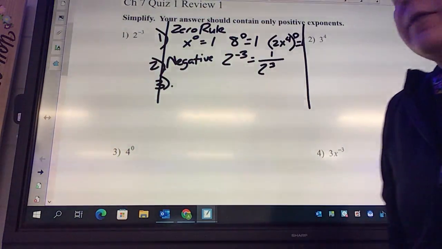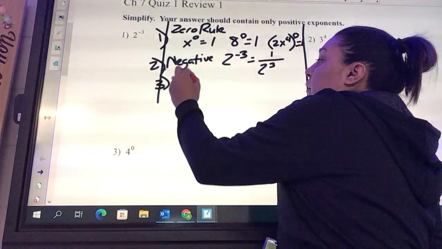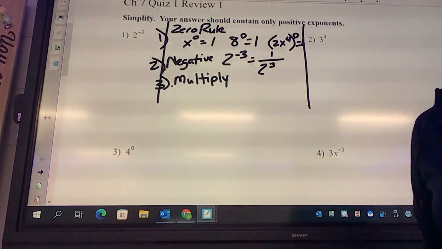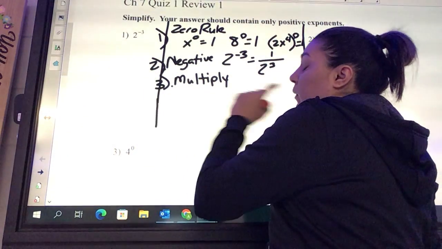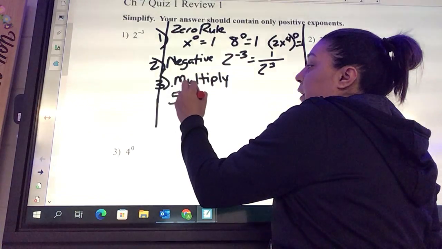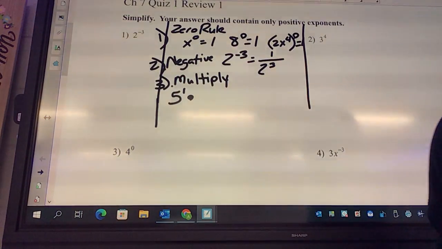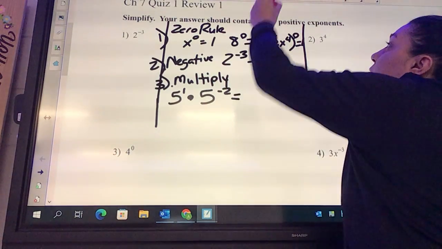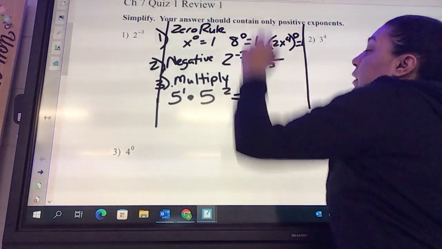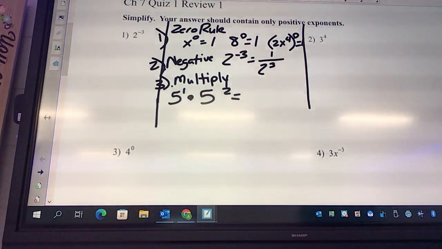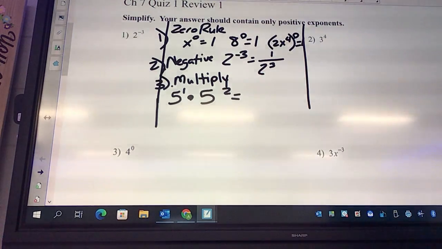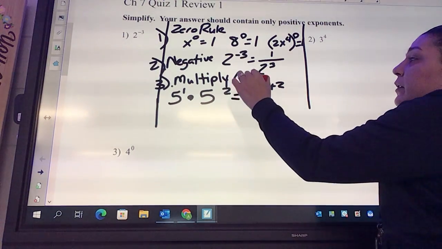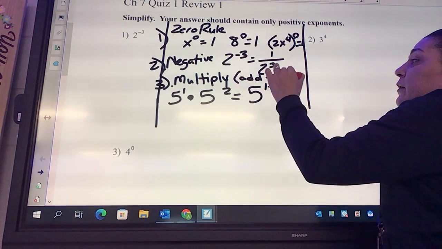The multiplication rule. Okay, so if we have something like 5 to the 1 dot, okay, that's the important part when you see the dot, 5 to the negative 2. I don't want to do negative 2. We'll say 2. Okay, what do we do with the exponents? We add them together. Okay, so it's going to be 5 to the 1 plus 2. And somewhere on here you're going to say add the exponents.